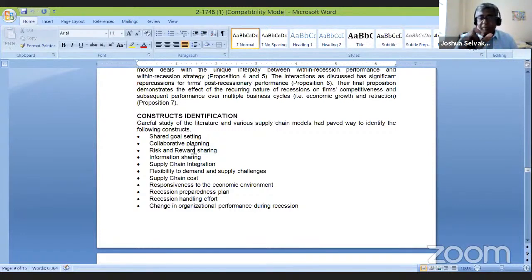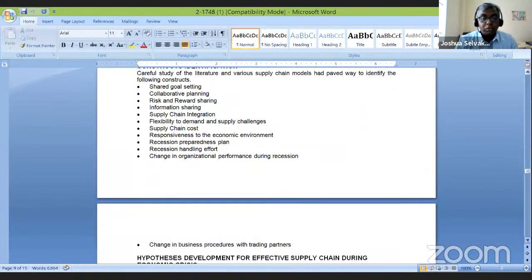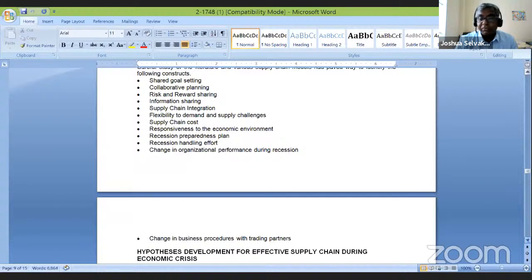These variables have come from literature and studying of the model, studying of the case. We have identified these important variables: risk and reward sharing, information sharing, supply chain integration, supply chain demand and supply challenges, supply chain cost. And you can see there are about 12 variables that we have identified.